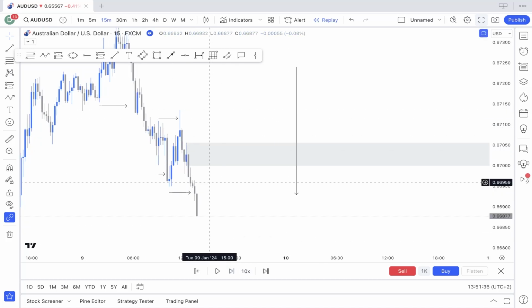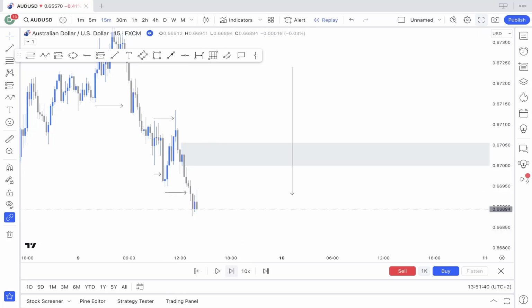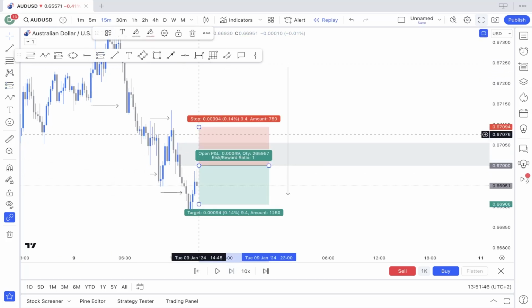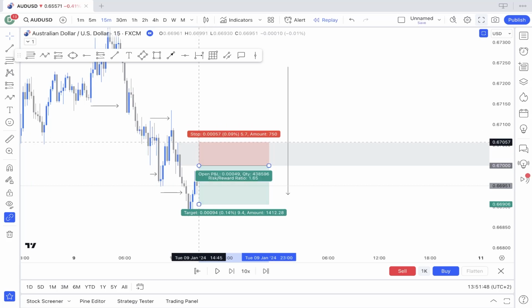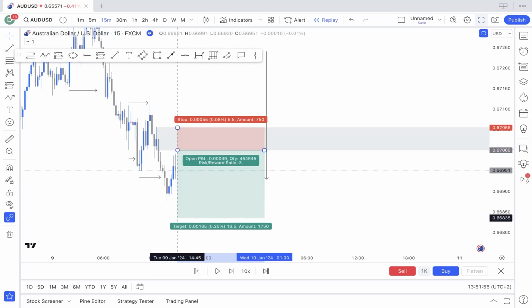I then took the point of origin, this unmitigated supply level, and I placed the sell limit right on this supply level, which was right here. Stop loss was around here, I think. And then the last take profit was at a 1 to 3 risk to reward ratio.